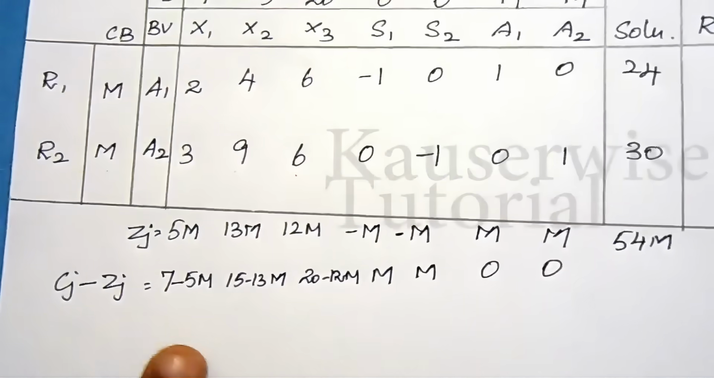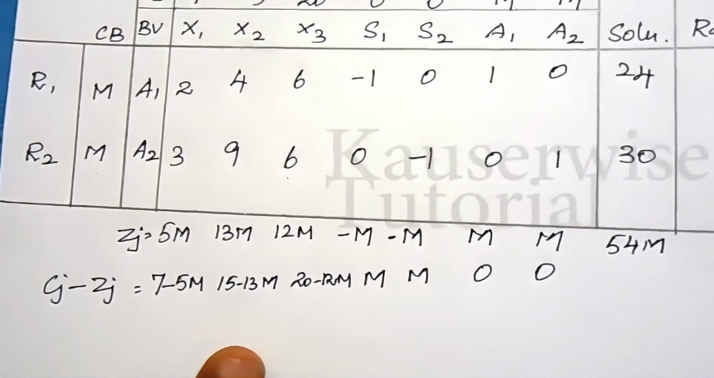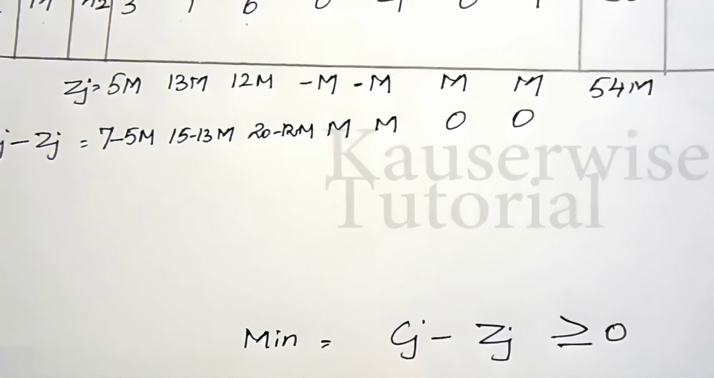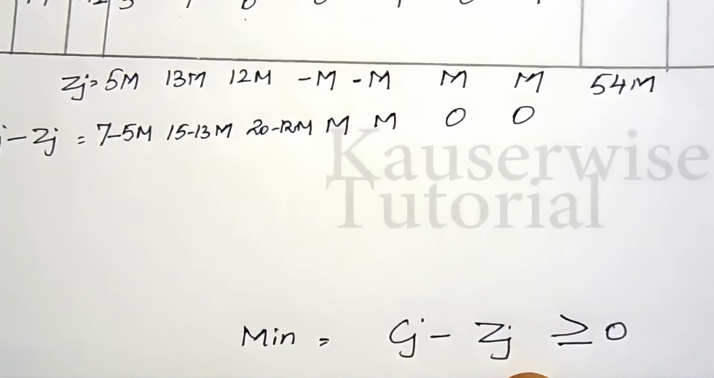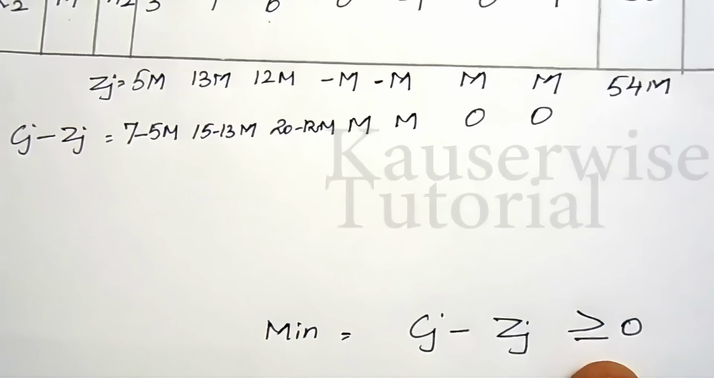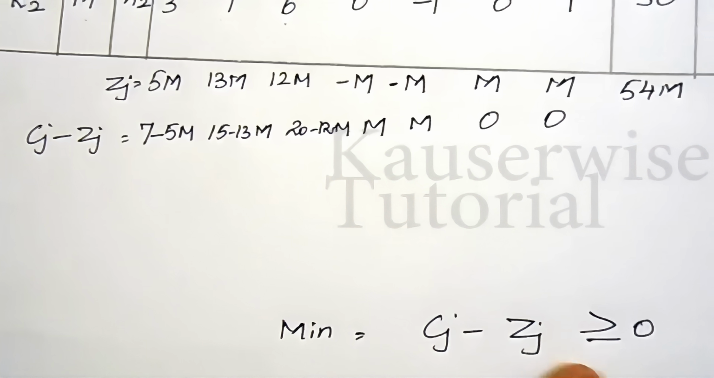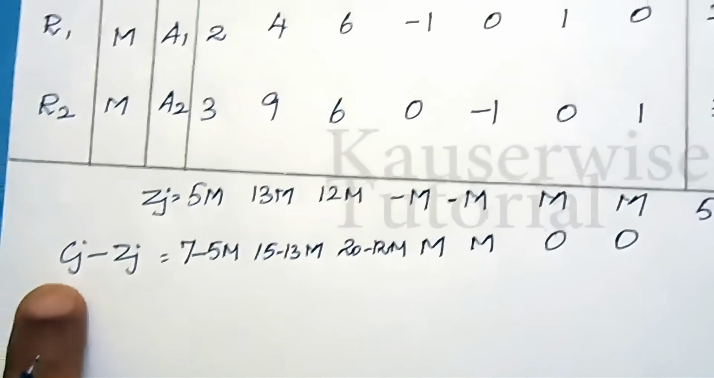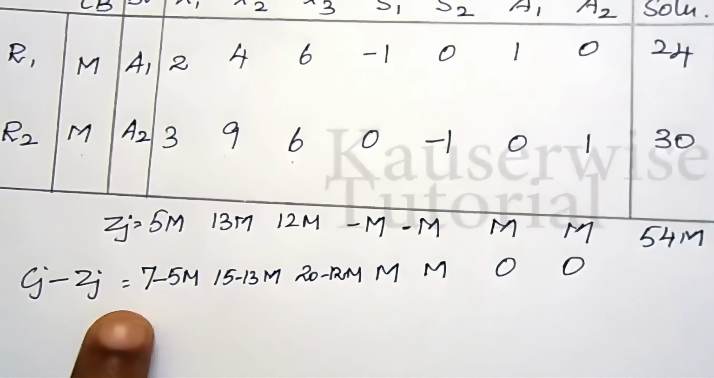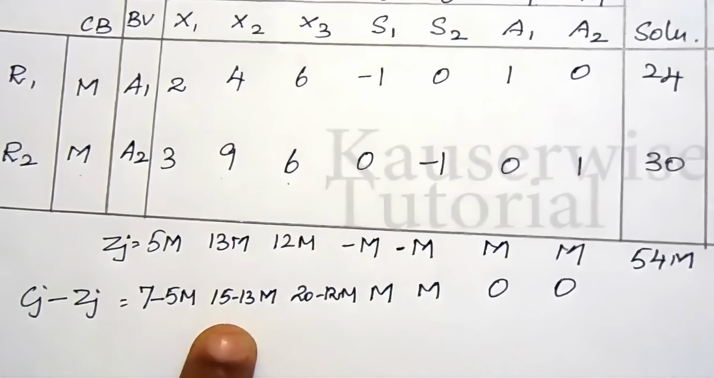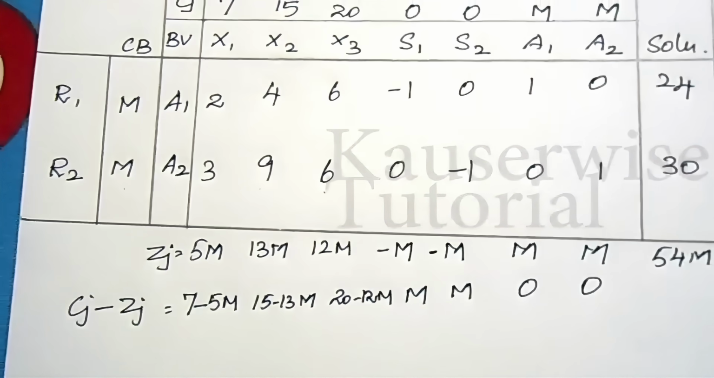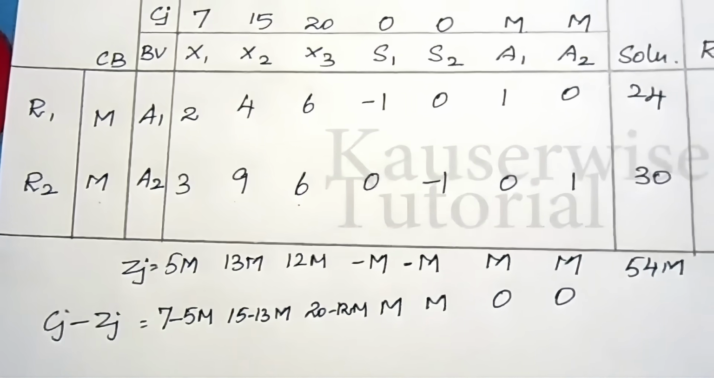After finding Cj minus Zj, we need to check the optimality. What is the optimality condition? For a minimization problem, Cj minus Zj must be greater than or equal to 0. So all the Cj minus Zj values must be 0 or positive. Look at the answer. Here we have got negative values for three entries: the first one is 7 minus 5m, here 15 minus 13m, and here 20 minus 12m. So we did not reach the optimality, and in order to reach it, we need to proceed further.